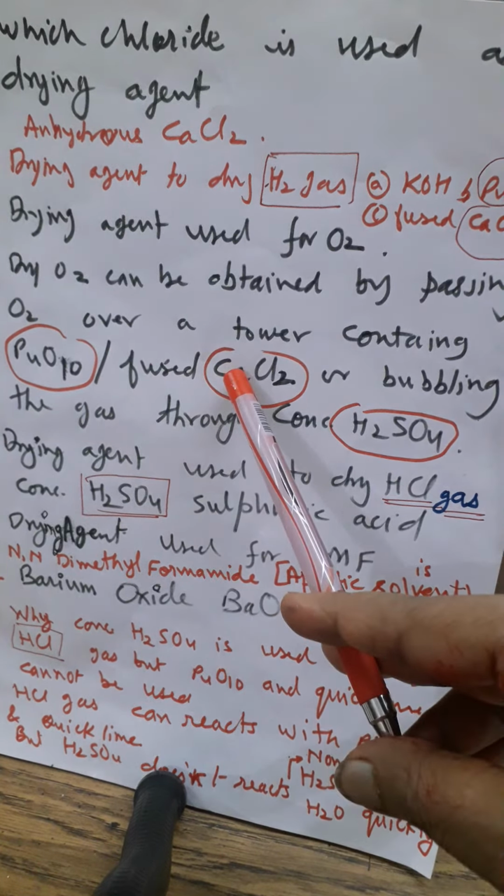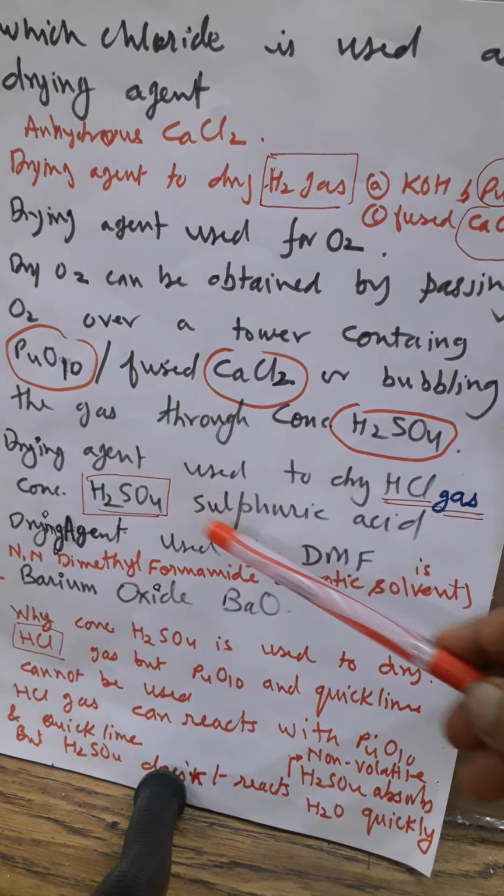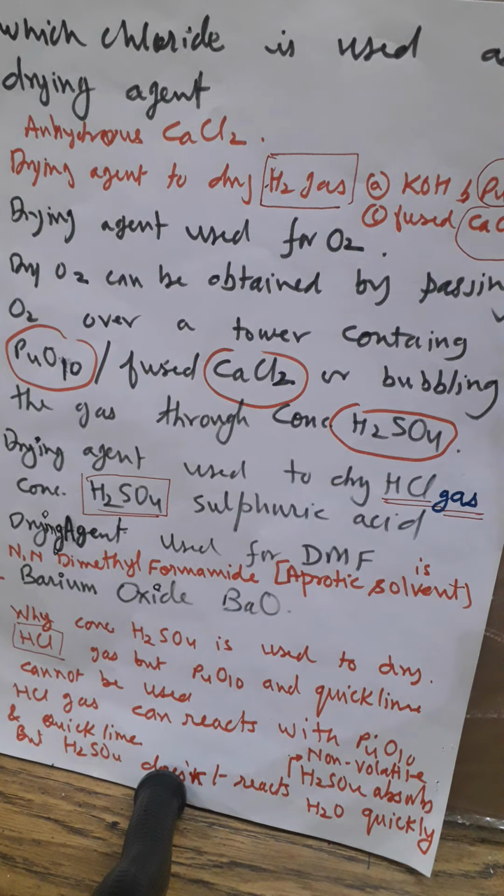Now drying agent used to dry HCl gas: conc H2SO4, because both of them are acidic in nature and we have to make HCl dry. HCl gas, hydrogen chloride gas. When it is passed through conc H2SO4, the water present as moisture in the environment is absorbed.